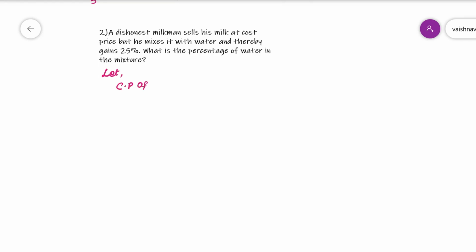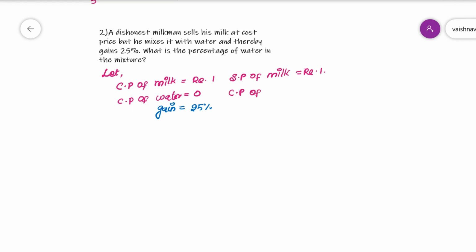Now a dishonest milkman sells his milk at cost price, but he mixes it with water and thereby gains 25%. Now for assumption, what I am doing is, I am considering the cost price of milk is also 1 and the selling price of milk is also 1. This is purely an assumption, a method to solve the problem, right? Actually, we will not sell at the same cost price; we will not get any gain here. So just for the assumption, I have done it.